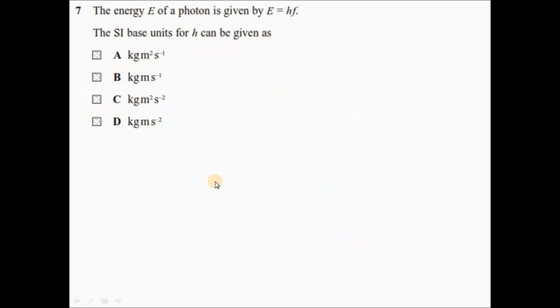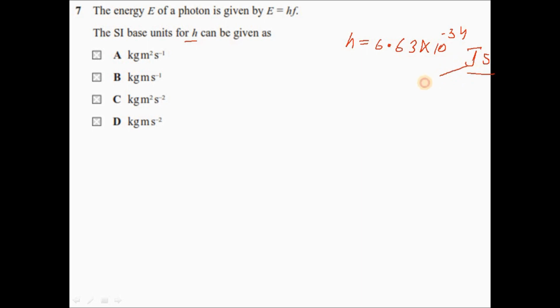Question 7. The energy E of a photon is given by E equals hf. The SI base unit of h can be given as? If you see your data sheet, h has a value of 6.63 × 10^-34 joule second. This joule second is the SI unit of h. From this joule second, you can figure out the base unit after converting joule into base units.